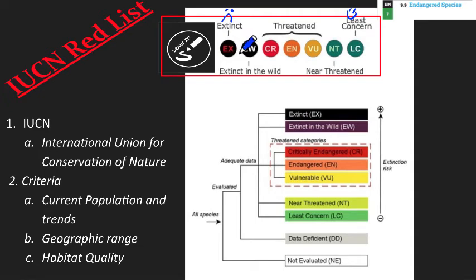So we go from extinct to extinct in the wild, which means they're probably, if they're alive, in a zoo or aquarium, to the critically endangered, to the regular endangered, to the vulnerable. Those are all in the threatened category. Then we have near threatened organisms, and least concern is where we want to be. Sometimes you see data deficient, not evaluated, because we just don't have all the information on every organism on the planet.